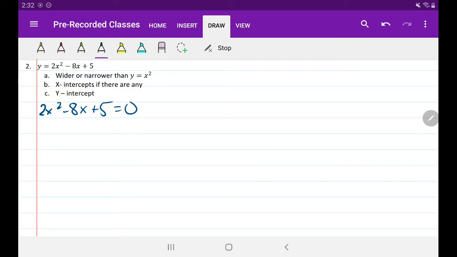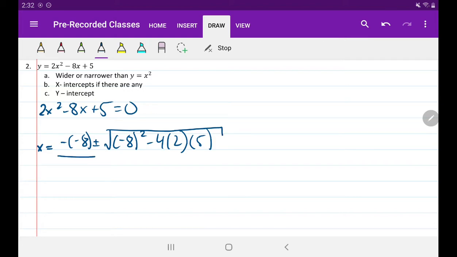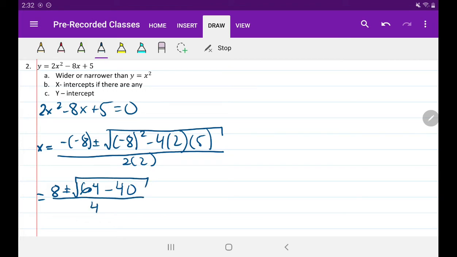All right, so I'll plug these values into my quadratic formula. So I'll have x is -8 plus or minus the square root of b squared. So -8 squared minus 4 times 2 times 5, all over 2a, so all over 2 times 2. So if we simplify this, we get a +8 plus or minus the square root of 64. Now, we'll have a minus, and then 4 times 2 is 8 times 5 is 40. And then that's all over 4.